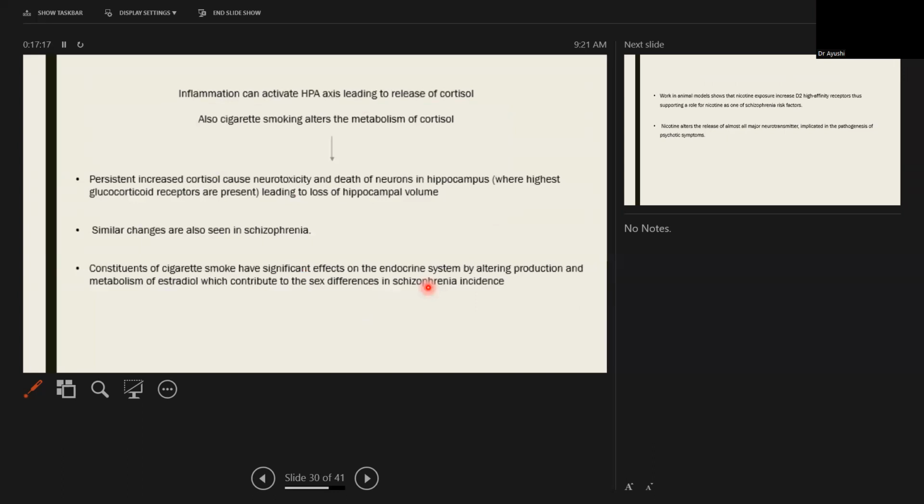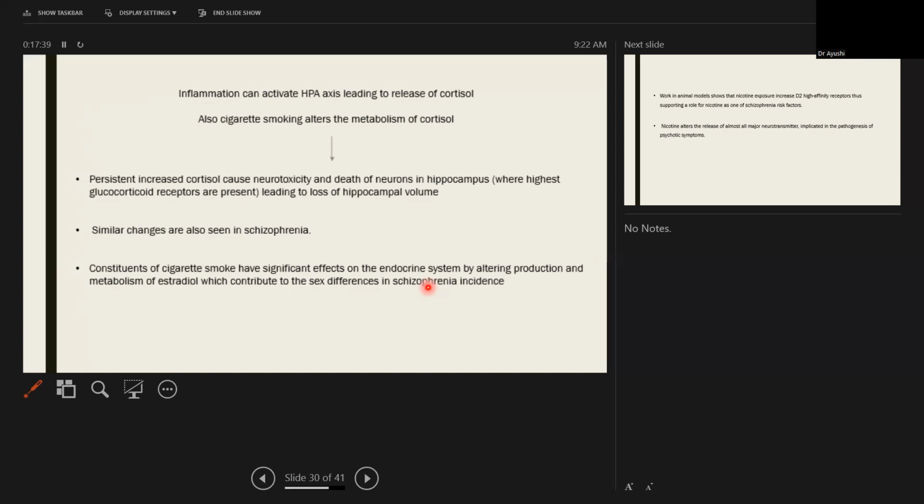Again, inflammation can activate the HPA axis leading to release of cortisol. Also, cigarette smoking alters the metabolism of cortisol. So persistent increased cortisol causes neurotoxicity and death of neurons in the hippocampus, where the highest glucocorticoid receptors are present, leading to loss in hippocampal volume. Similar changes are seen in schizophrenia also.